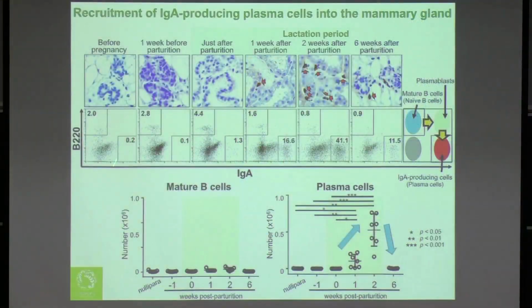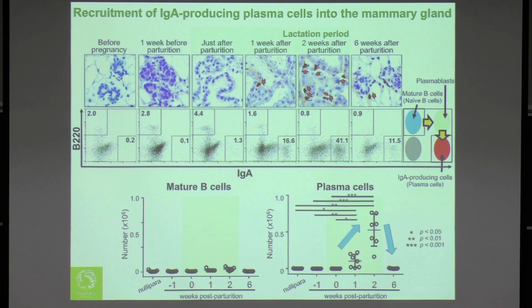And what we learned was, when we take the cells from before pregnancy, in this stage, we don't have any B cells or plasma cells. And during the pregnancy, we still don't have any B cells or plasma cells. But just after parturition, the number is a little bit increased, and then a little bit more increased. And 2 weeks after parturition, we have a very high level of plasma cells. And then once weaning, we lose the plasma cells. But when we look at the mature B cells or plasmablasts around here, the number is very, very low. And this is absolute numbers. You can clearly see the abundant number of IgA-producing plasma cells 2 weeks after parturition.